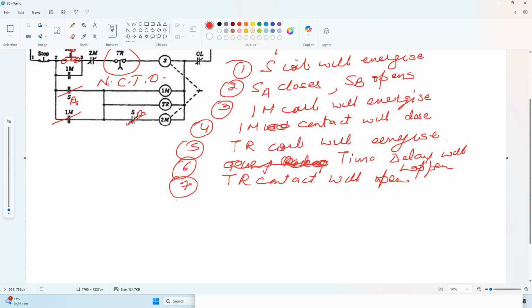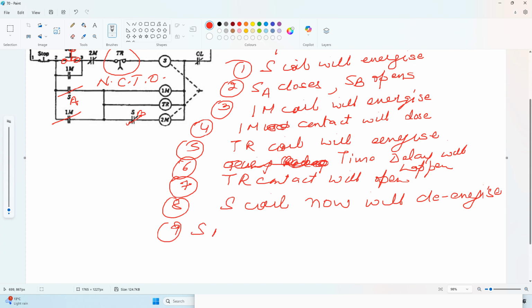As soon as the TR contact opens, S coil now will de-energize. The moment S coil de-energizes, SA will open and SB will close. If SB closes, 1M was already closed, 2M will energize.